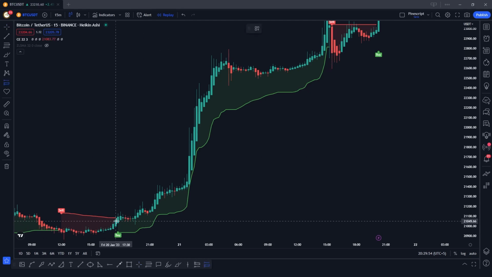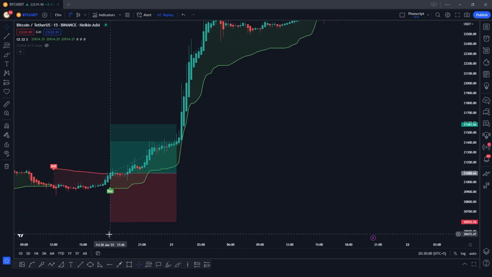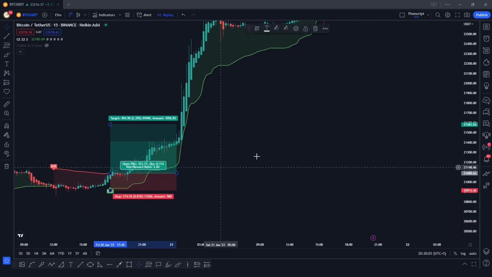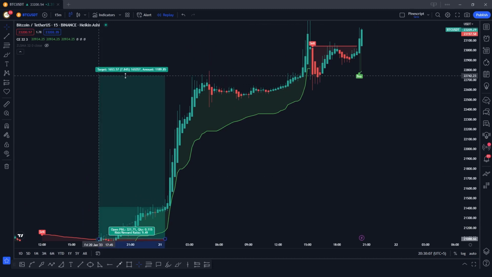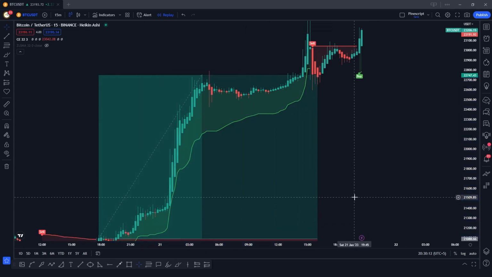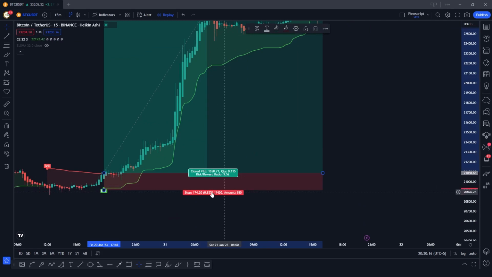If I just go ahead and take this long position here, and I put my stop loss at the last swing low, our take profit level is going to be the next sell signal candle. So as you can see here, this sell signal is given at the close of this candle. So this trade could have given us a risk to reward ratio of almost 9.5, which is very great, and we put our stop loss at the last swing low.